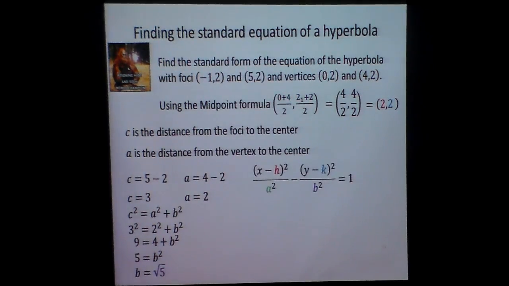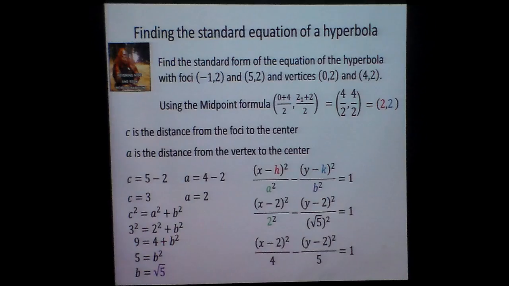Now, let's go back up and see what we know. Go back to our formula. We have h and k, and they go on the inside. So I'm going to have x minus 2 and y minus 2. I have a squared, which is 2 squared, and b squared, which is square root of 5 squared, all equal to 1. And when I square those, there, I just did the work.